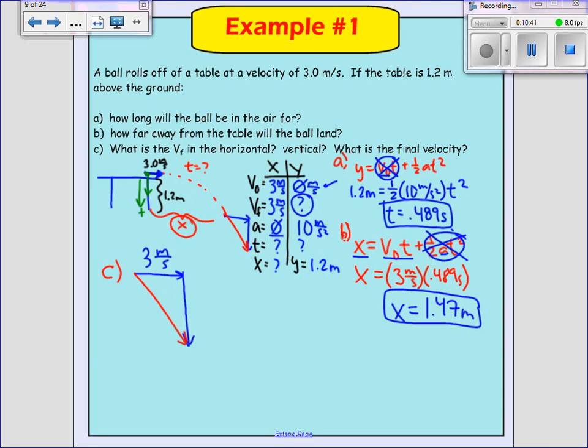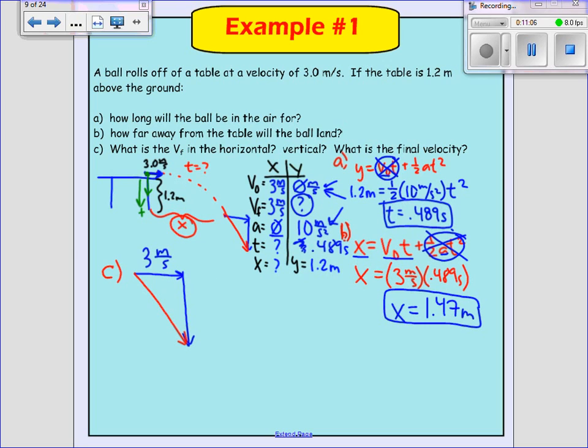Okay, let's think about it. Let's pretend that the ball is not rolling off horizontally, but it's just being dropped from the table. The y velocity will still be the same, regardless of whether we just drop it or it projects off horizontally. So let's figure out what that would be. I know the initial velocity is 0 in the y. I know the acceleration is 10, and I now know that the time is 0.489 seconds. We solved for that in A.